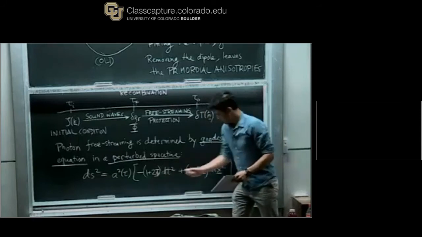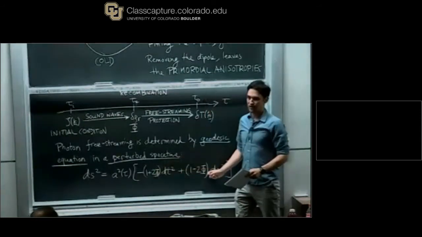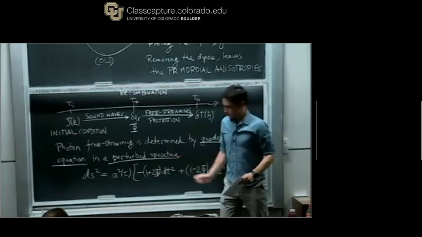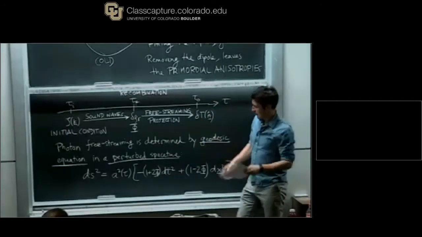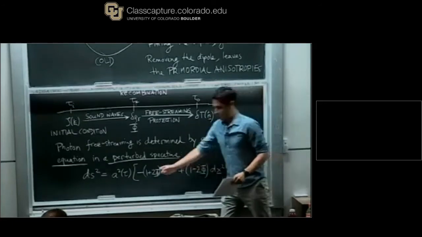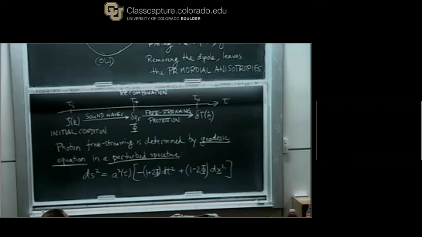Strictly speaking, these two metric potentials, in fact, can be different scalar functions. Okay, and in fact, in my notes, I'm treating them differently so that you see how they appear differently in the equations. But in the absence of anisotropic stress, in fact, to a very good approximation, they are equal. And so, for simplicity, I'm going to set these two metric perturbations to be equal. Okay, and now you just turn the crank.